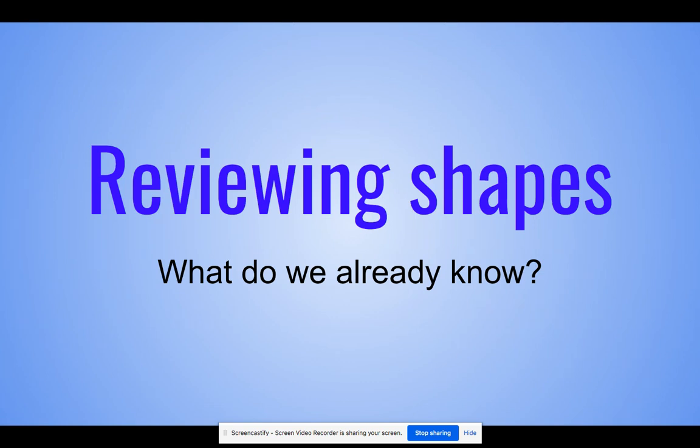Over the next 2 weeks, we're going to be studying geometry, which is really just the study of shapes and shapes around us and how we know what shapes fit in what categories. So let's get started. Let's think about some shapes that we already know.